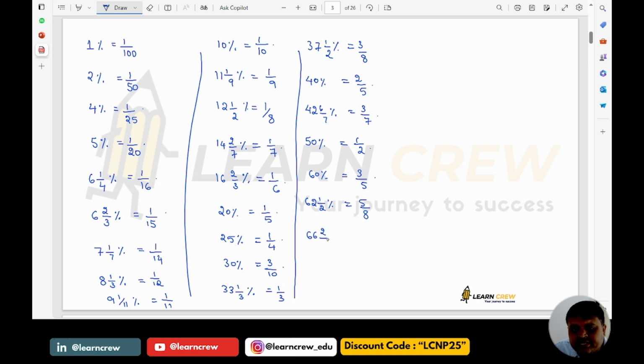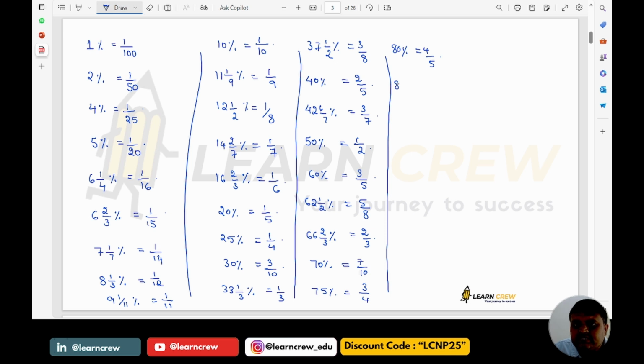66 2 by 3%, 66.66%, is 2 by 3. 70%, 70 by 100, which is 7 by 10. 75%, which is 3 by 4. 80%, 4 by 5. 87.5%, 7 by 8. 90%, 9 by 10, and 100%, which is 1.